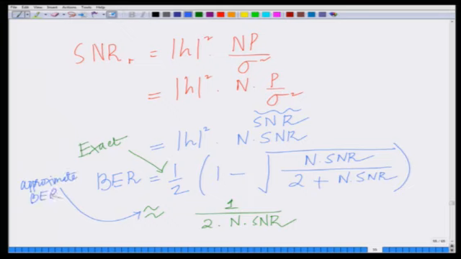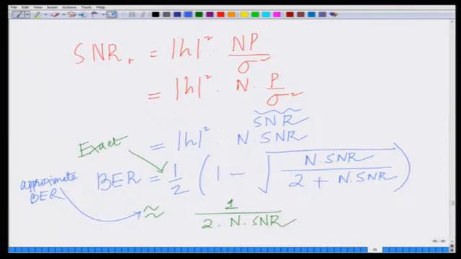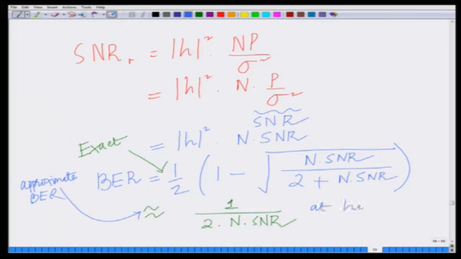bit error rate expression. So, my exact bit error rate of the CDMA system is half 1 minus square root of n times SNR divided by 2 plus n times SNR, and the approximate expression at high SNR is 1 divided by 2 times n times SNR. This is valid at high SNR. So, this is the bit error rate expression for the CDMA system. Let us now look at an example to understand this better.